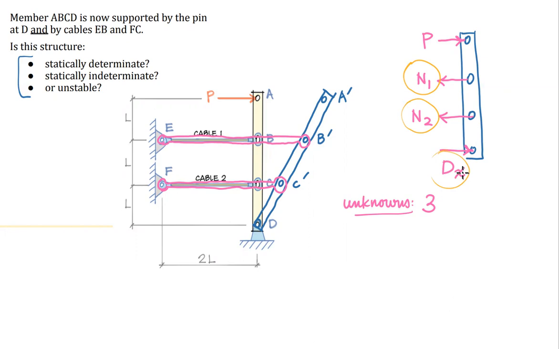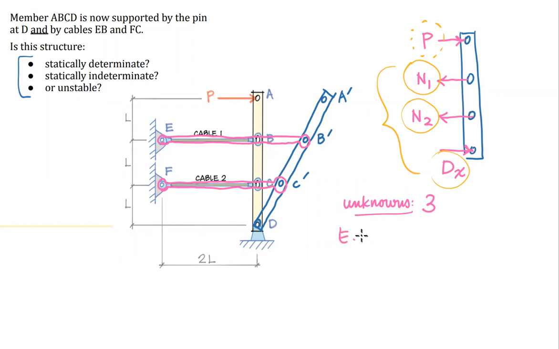We know from the prior analysis that there are no Y direction reactions in the system. How do we know that? We know all about two force members. Cable one is a two force member. Cable two is a two force member. P is input into the system, so that's known or given, the load, the demand. And these are the outputs, or the reactions, of the system. We have three unknowns.